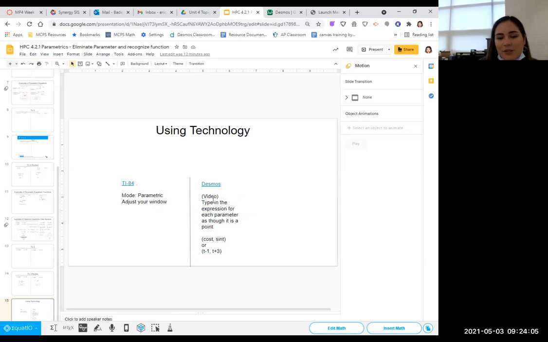And then with Desmos, I might put in a video later, but you just want to type in the expression for each parameter as though it is a point. All right, so let me move, that's where my screen share was. I'm going to move to my TI-84 and share this now.